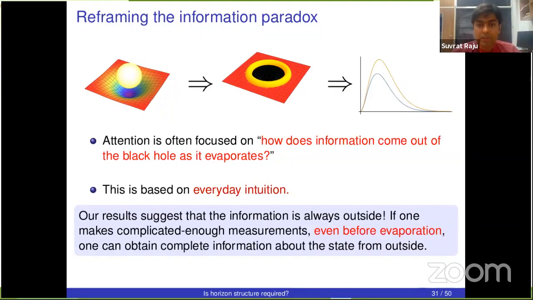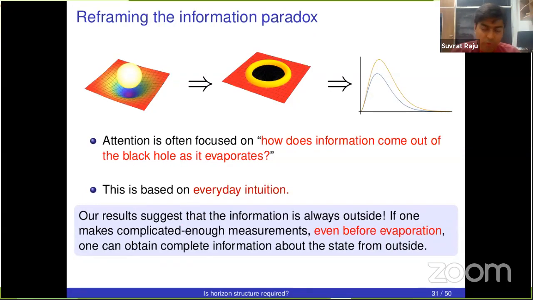However, the result that I've been trying to emphasize is that, in fact, the information is always outside. If you took some nice long slice that runs through the black hole, then the information always lives near the boundary of that slice. In particular, this means that even before evaporation, if you were to make complicated enough measurements, you would have complete information about the state from outside.